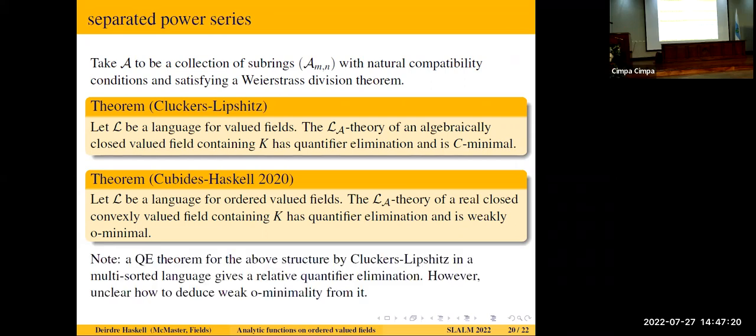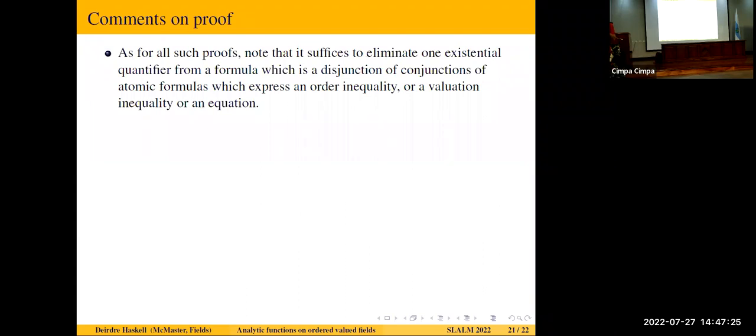So I just have a few words on the proof here. I'll run through this very quickly, for the experts. It's a very concrete quantifier elimination process. As in all of these proofs, you have to eliminate one existential quantifier from a formula and look at what your formula can be. Well, it's going to be a disjunction of conjunctions of atomic formulas. And what can you say? You'll have some terms which are given by functions which involve these power series which are included in the language.